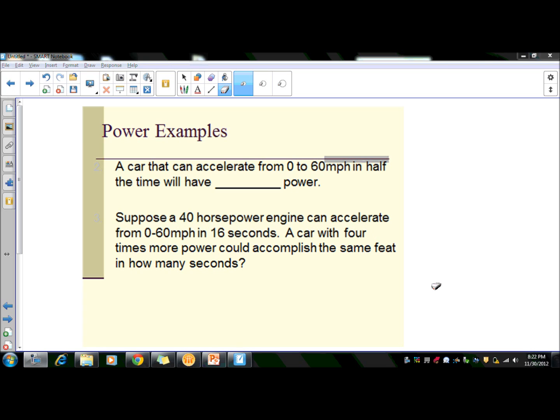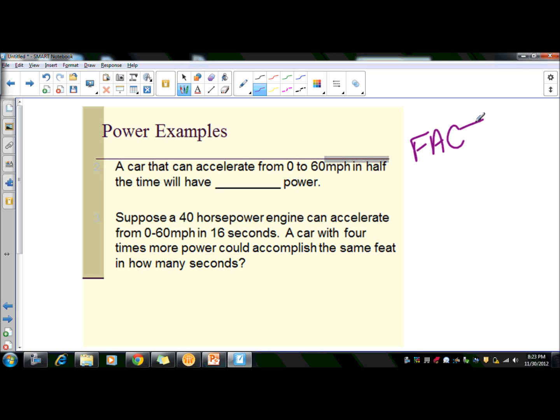In this next concept example, we're going to look at a car that can accelerate from 0 to 60 miles per hour in half the time. So if we had one car that could accelerate from 0 to 60 in a certain amount of time, how would the power be different if it were half the time? So this is what kind of question? Factor. Because here we're asking for half, which of course is a change in time. Change, no units, factor question.